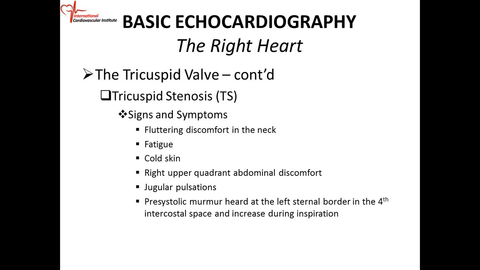Jugular palpation for the same reason. Blood cannot get out of the right atrium, so it backs up into the superior vena cava. And you get what we call a presystolic murmur at the left sternal border, the fourth interspace, and it increases with inspiration.